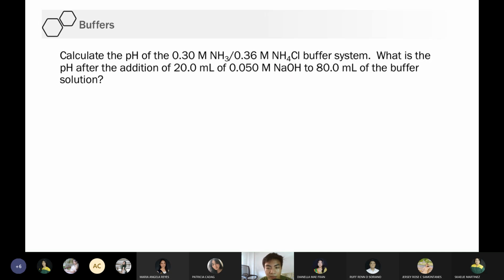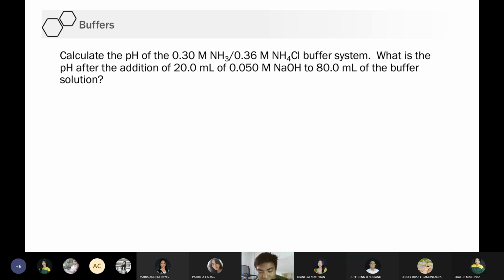Yung una, that's the typical problem, and then yung pangalawa, this is a trick question, no? So gusto ko mag-practice muna tayo dito before we end our session. So let's calculate the pH of a 0.30 molar ammonia, 0.36 molar ammonium chloride buffer system. What is the pH after the addition of 20 ml of 0.05 molar sodium hydroxide to 80 ml of the buffer solution?